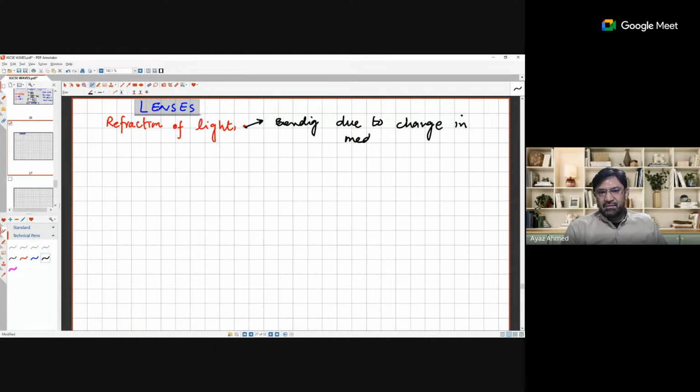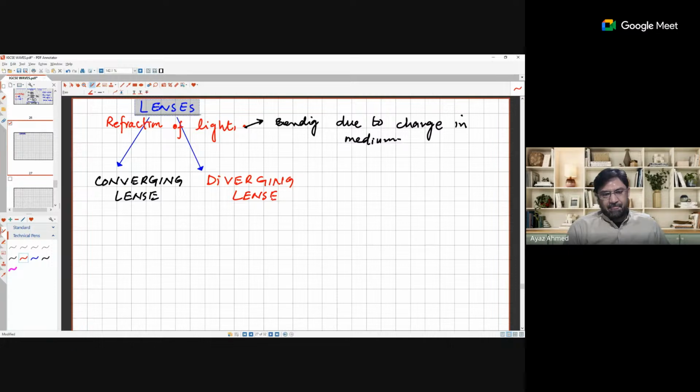So there are two types of lenses. One is the converging lens, and the second one is the diverging lens. Mostly we are asked about the converging lens, so we will start with the converging lenses. The second is the diverging lenses. I will start from converging because most of the questions are asked from converging lenses, and very few from diverging lenses. But that is a part of the exam, that's why we will talk about all these lenses.